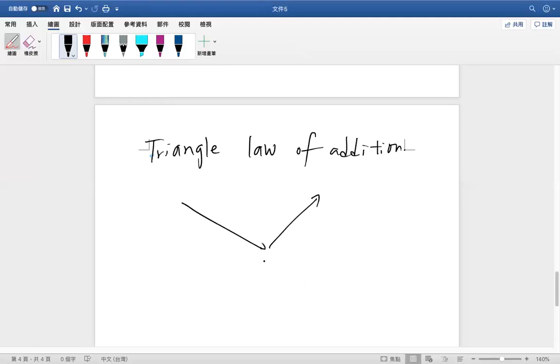So in case the two vectors are oriented in this way, then it's easy to add them. So if this is A, this is B, then A plus B is essentially this vector. And that's why I would describe this as the triangle law of addition. Because if you have two vectors, when you add them up, then the sum would form a triangle with the original two vectors.